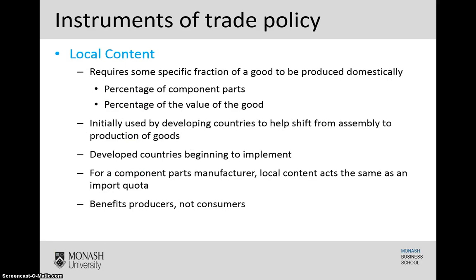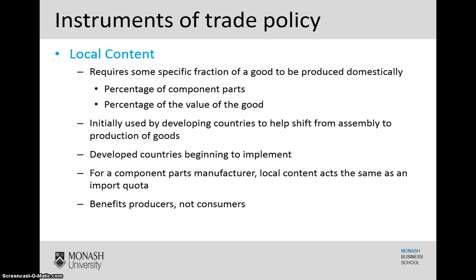There are also local content requirements, which, funnily enough, require some specific fraction of a good or item to be produced locally or sourced locally. And that might be either a percentage of the component parts or a percentage of the overall value of the good. So there are a couple of different ways that you can tackle this. Now, local content requirements were most commonly used by developing countries to help shift from assembly of goods to full-scale production of them. But what we're tending to find is that more and more developed countries are beginning to implement these as well. It was absolutely the case for a long time in Australia, where there were local content requirements in the car manufacturing industry to not only support the local manufacturers, but also support the supply-related industries for the car manufacturers there.